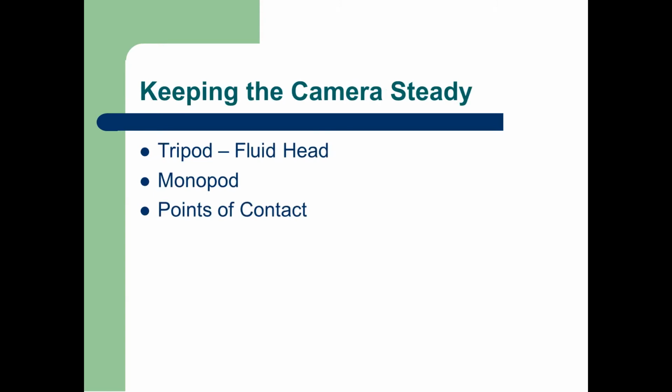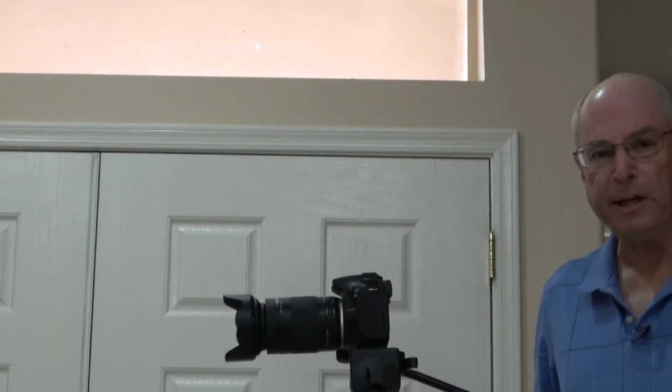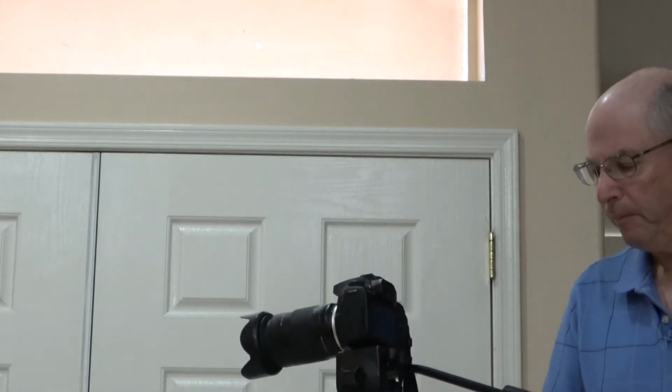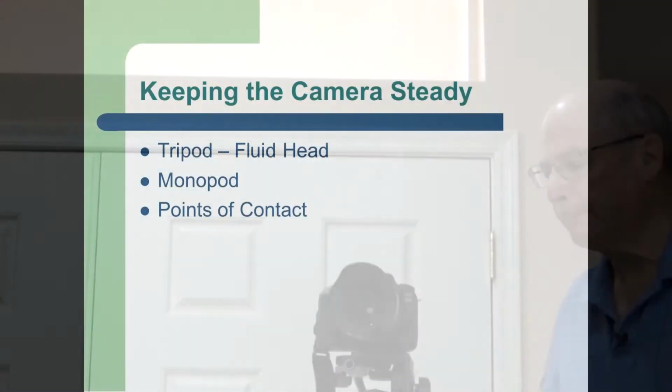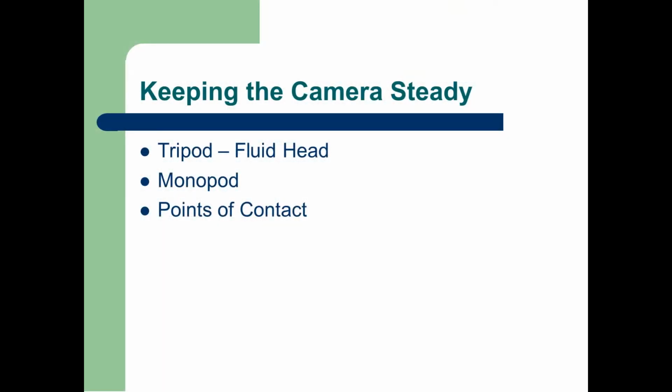You want to keep the camera as steady as possible. And the best way of doing this is with a tripod. So this is a fluid head tripod. As you can see, it moves very smoothly without jerking motion. And it drastically improves your video, especially if you have a moving subject. The monopod is better than hand holding, but it's still not great because it'll lean left or right or front or back.